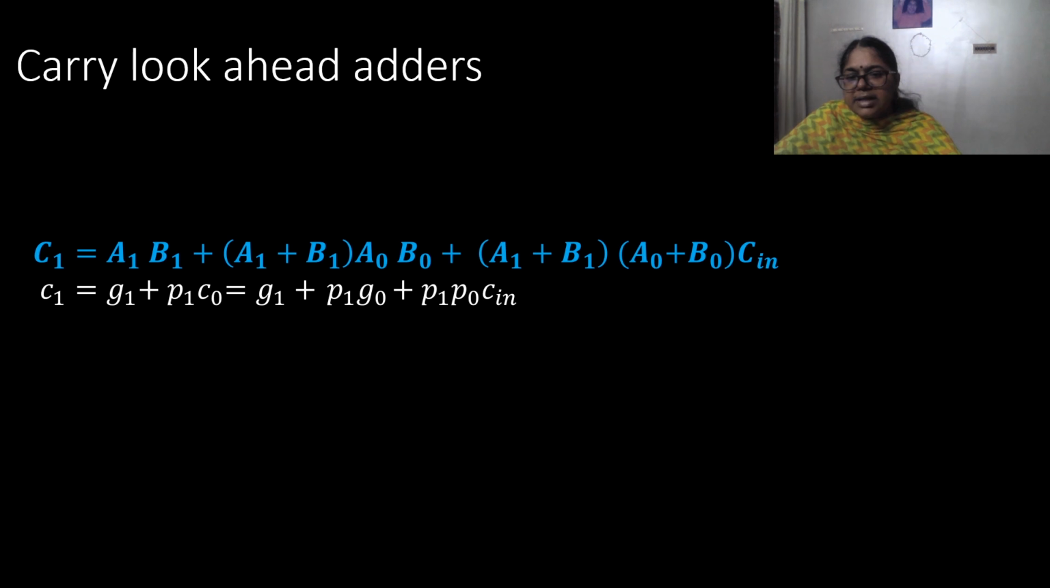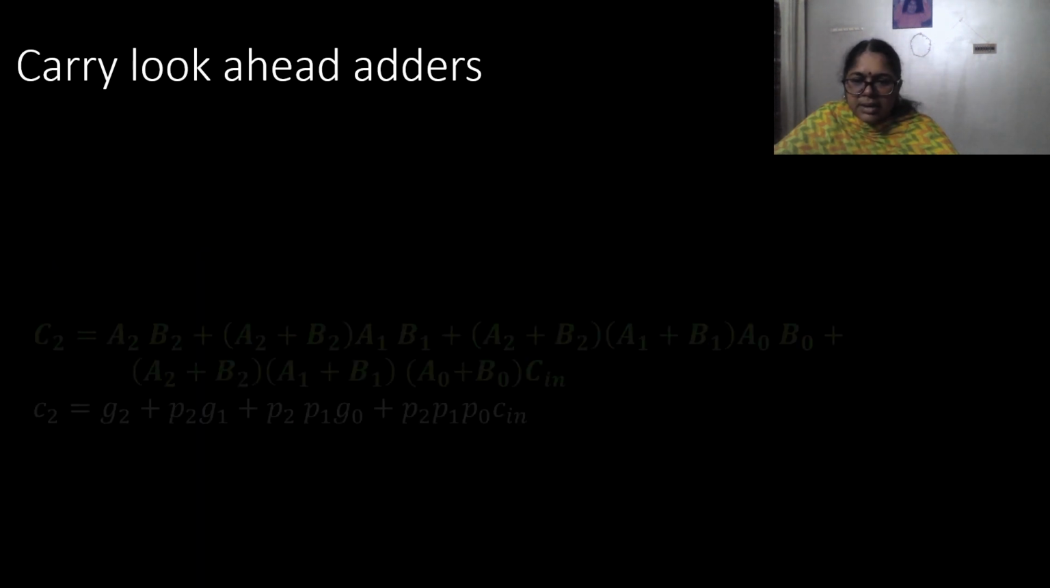Next, C1 is A1 B1 plus (A1 plus B1) into A0 B0 plus (A1 plus B1) into (A0 plus B0) into Cin. A1 B1 is replaced with G1, A1 plus B1 is replaced by P1, and in place of C0, if I replace the expression for C0, we will get G1 plus P1 G0 plus P1 P0 into Cin.